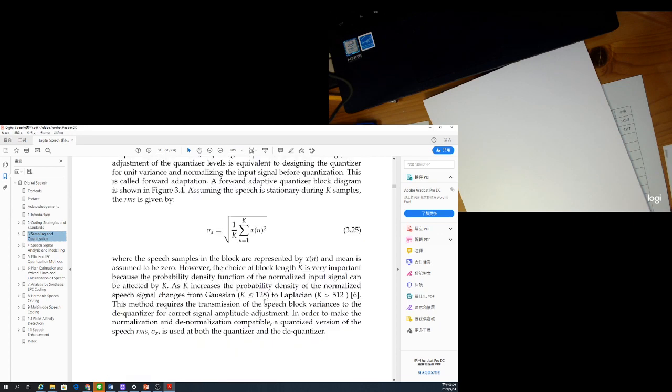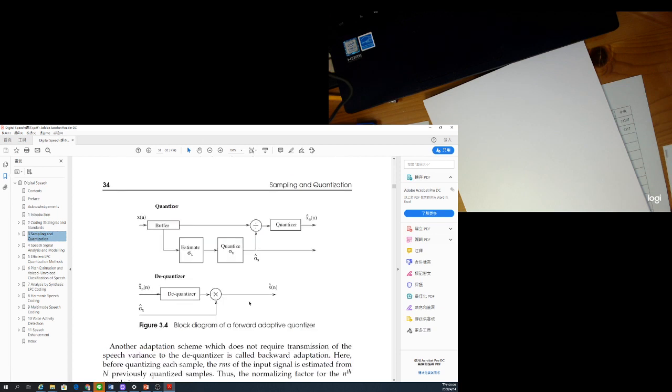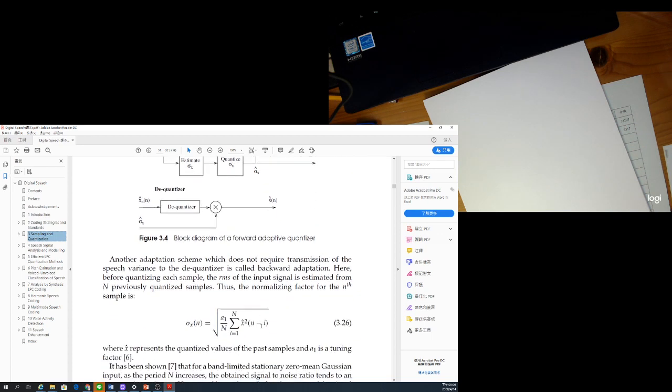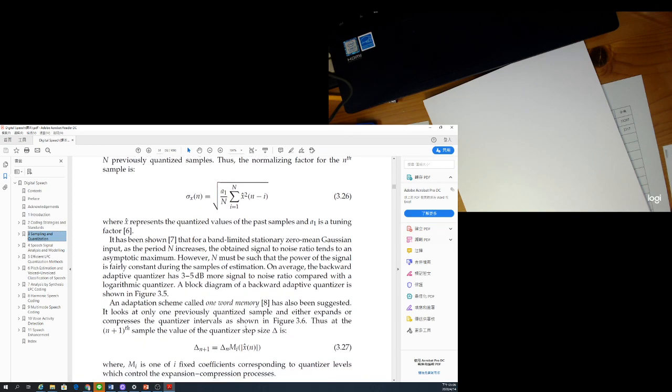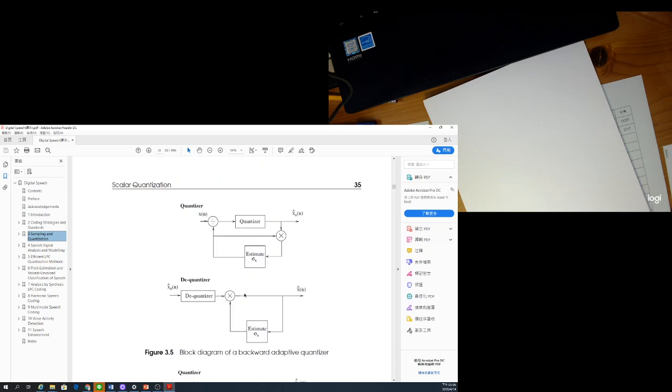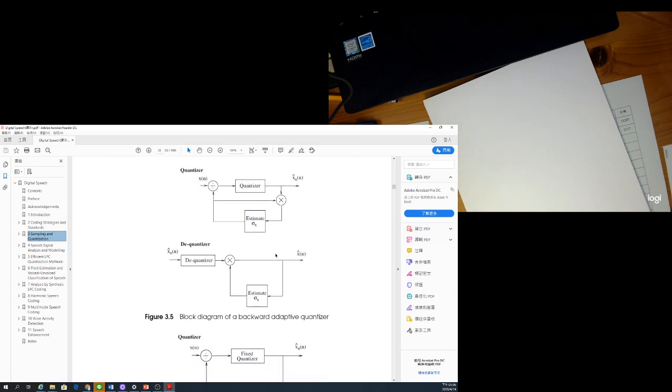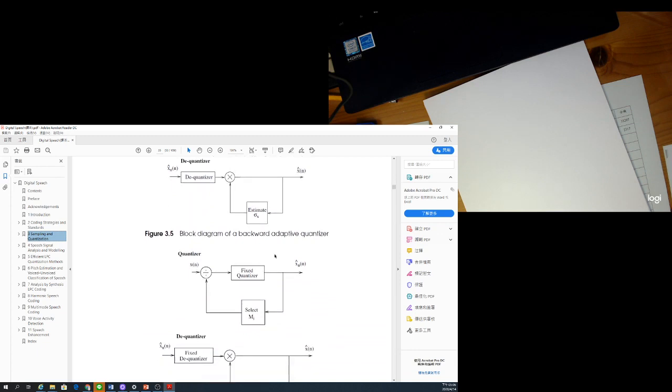Okay, that is the process. We already talked about this. You have to remember what forward adaptive is and what backward adaptive is. You should know that. With one-word memory, we do not consider many decoded words to do the prediction. We consider only the previous data to do the prediction. We call that one-word adaptive.